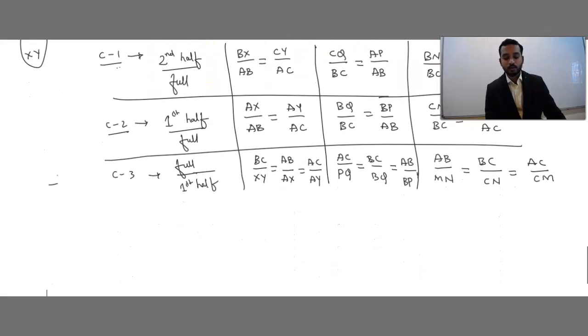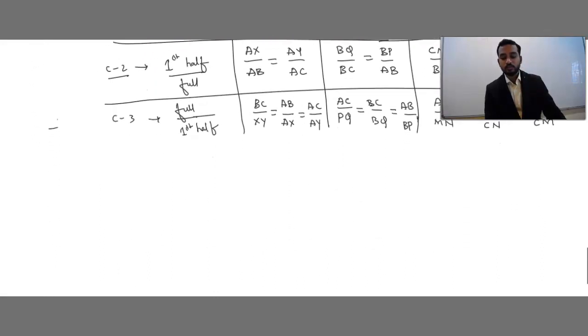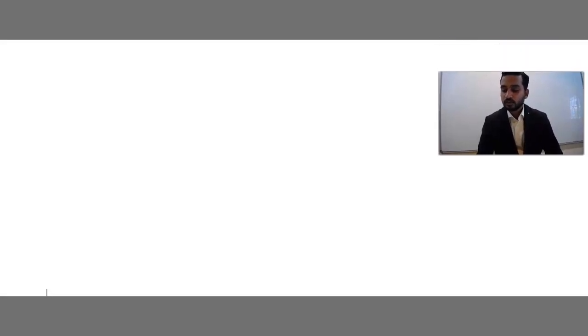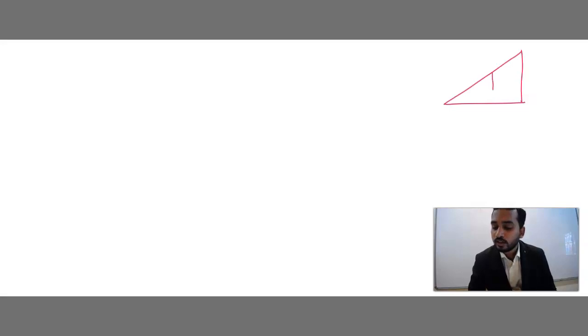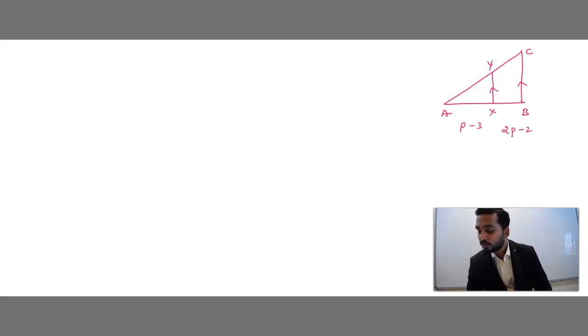Once again, I am going to draw the given figure. First, in this question, what did he ask? I am going to draw the triangle once again. This is the triangle he has given, and he said that this side is parallel to this side, and this is A, this is B, and this is C, right? And XY is parallel to BC. AX is P minus 3, BX is 2P minus 2, and AY by CY is 1 by 4. We have to find the value of P.